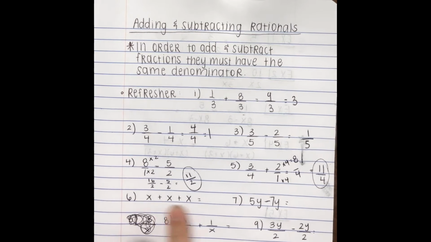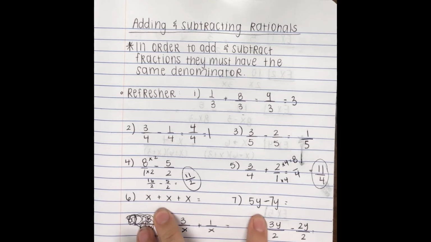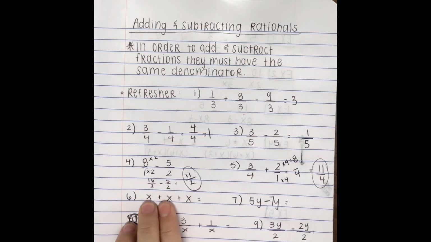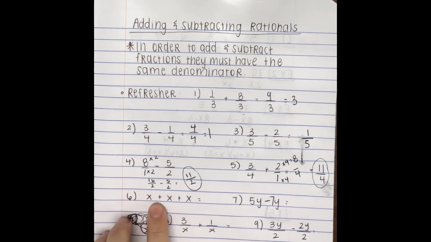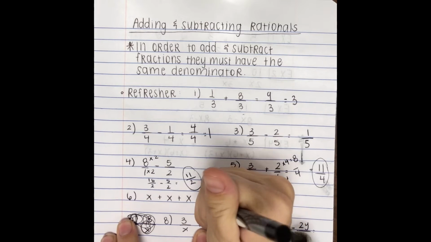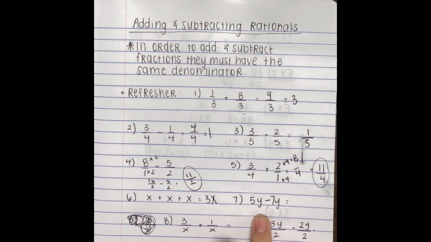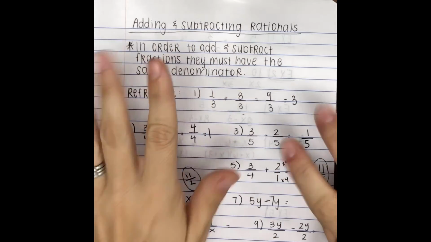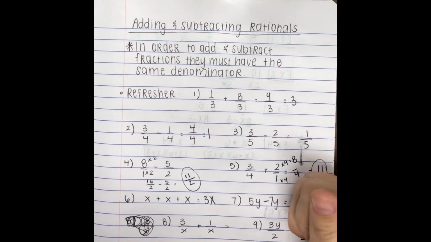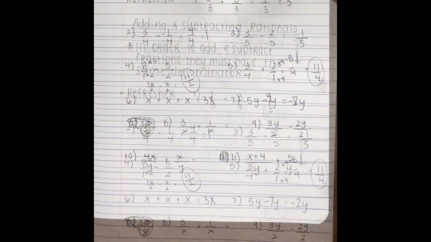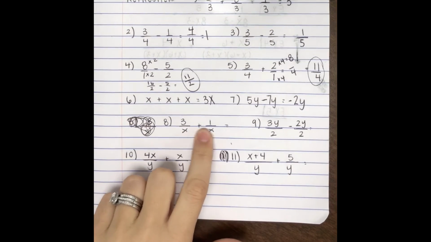Okay. Here, yes, these are not fractions, but these are just showing you when you add variables, 1x plus 1x plus 1x, that means you now have 3 x's. 1x plus 2x plus 3x gives you 6 x's, okay? If you had 5y minus 7y, you have 5 of something, you take 7 away, you now have a negative 2y.